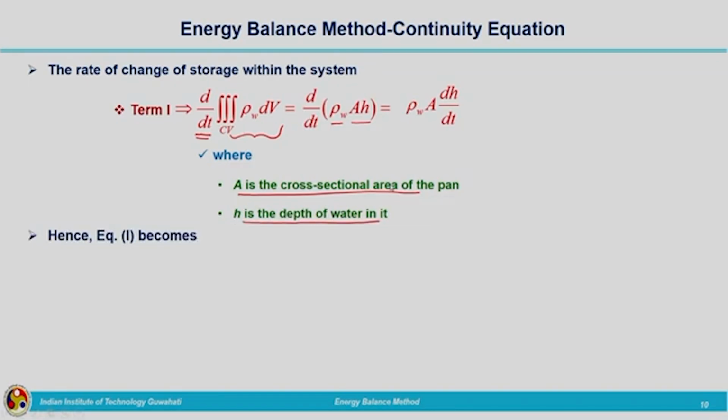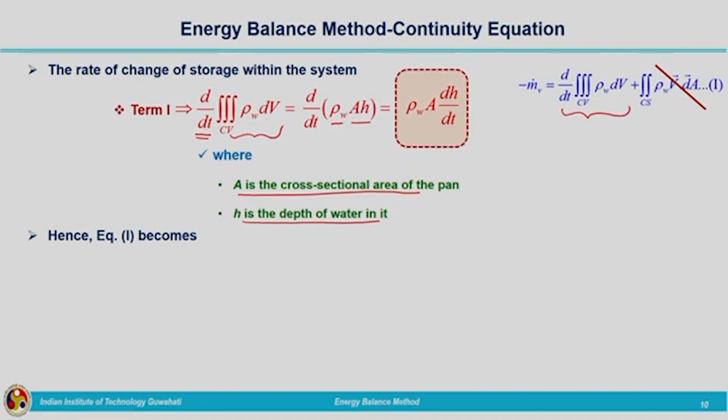Now, we can rewrite the continuity equation, the equation which we have derived for water. In this we have seen the second term is 0, since across the control surface no flow is taking place. So that term has vanished and we are left with the first term, for which we found the expression rho_W A dh by dt. We substitute that in the continuity equation for water, and we get minus m_v dot is equal to rho_W A dh by dt.